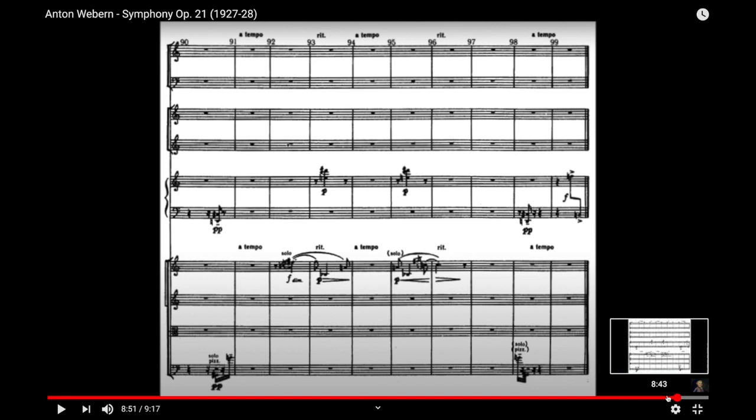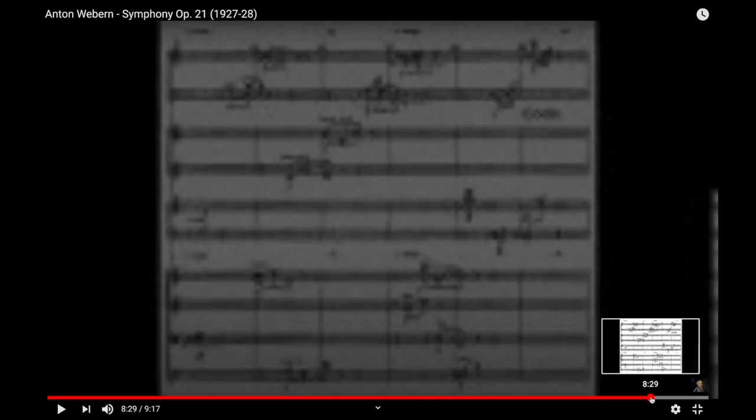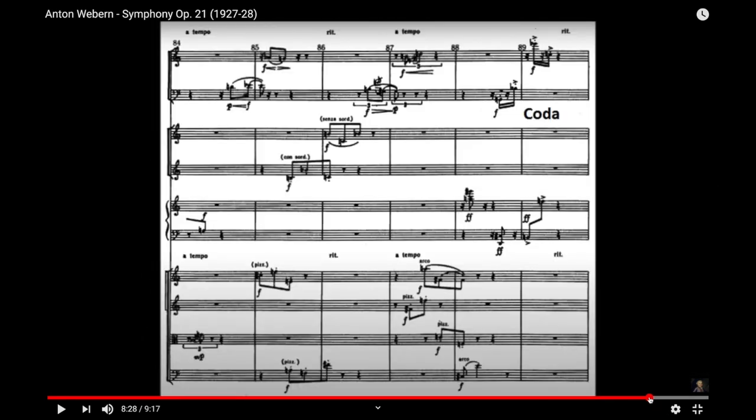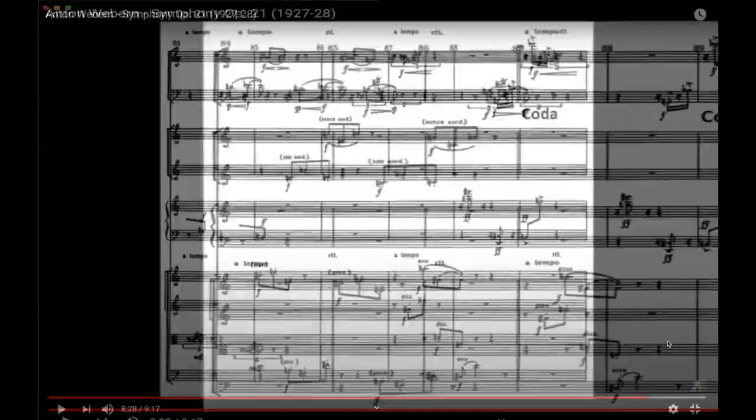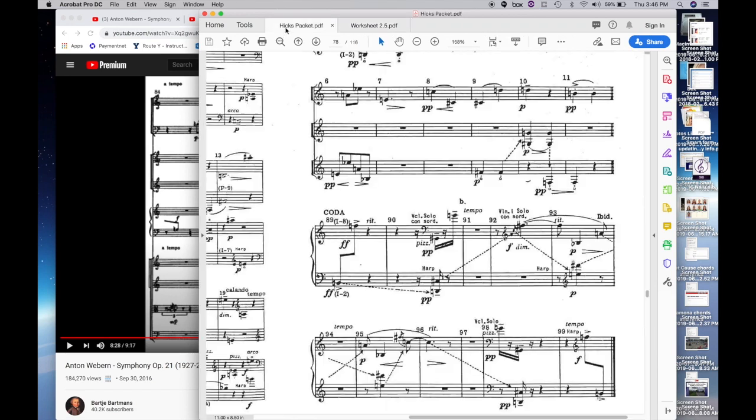Oh man, what was it? Now this overlaps the previous section a little bit, so it's kind of hard to get to the right place. Let's move it back one more second. There we go. Now let's follow along with the reduction score right here. Okay, sort of starting here.